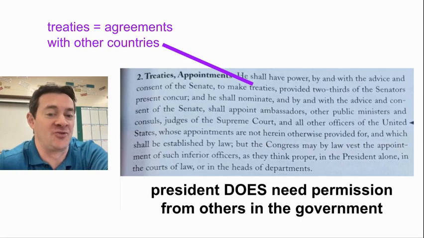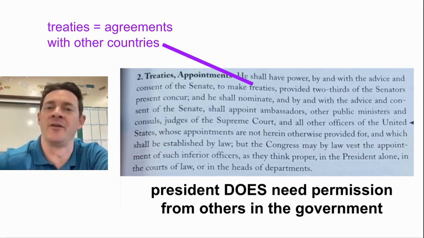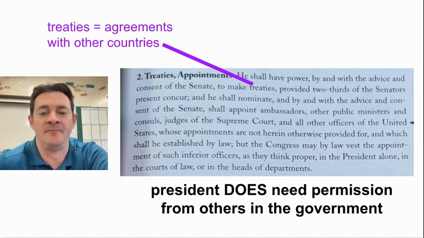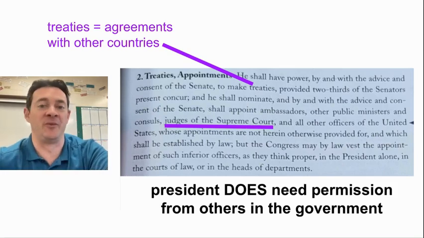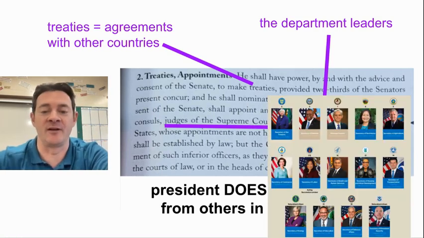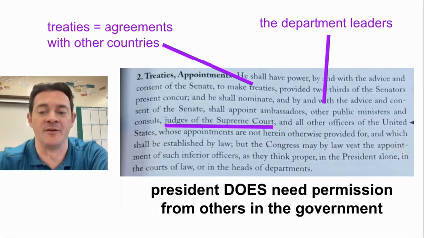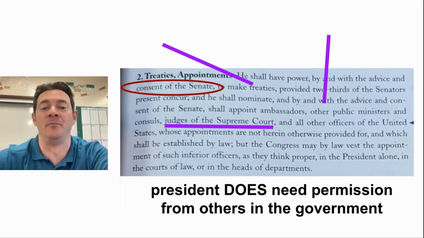One of them is about making treaties. That's a kind of agreement, usually like a peace treaty, but there are other kinds of treaties as well. The president can also pick the judges who would be on the U.S. Supreme Court. Those department leaders that we were looking at before, like these ones from before that can replace the president later on, are the people with jobs in the government. You can pick all those, but you have to get the permission, the consent, of the U.S.